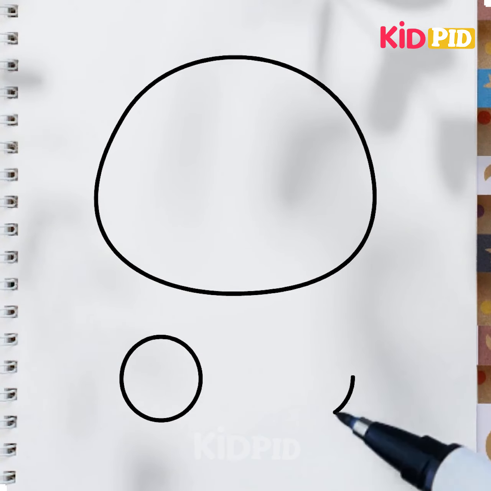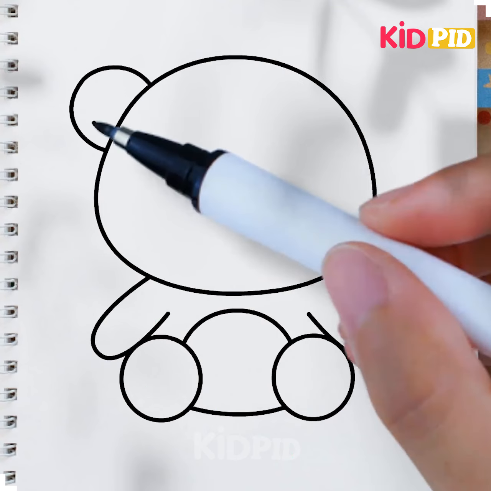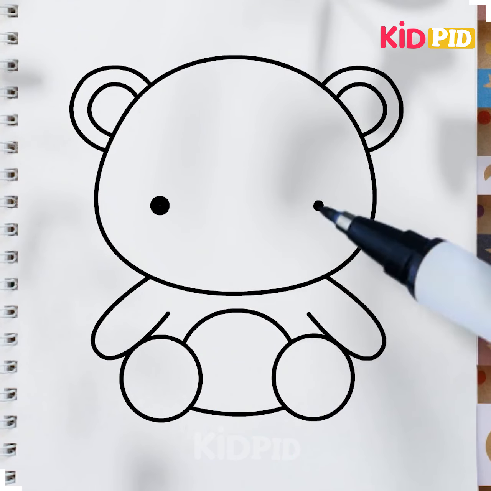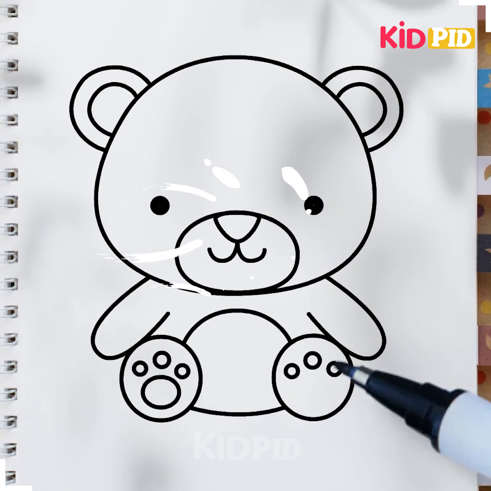Today we are going to show you different types of artifacts that you can create. So let's begin with the first one. First make some circles and oval shapes in the center area. This is going to represent a cute little teddy. Don't forget to make the patterns of the paws.